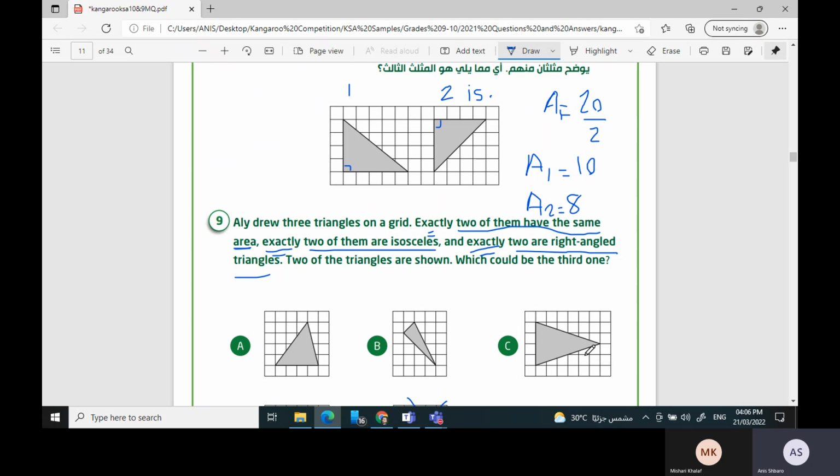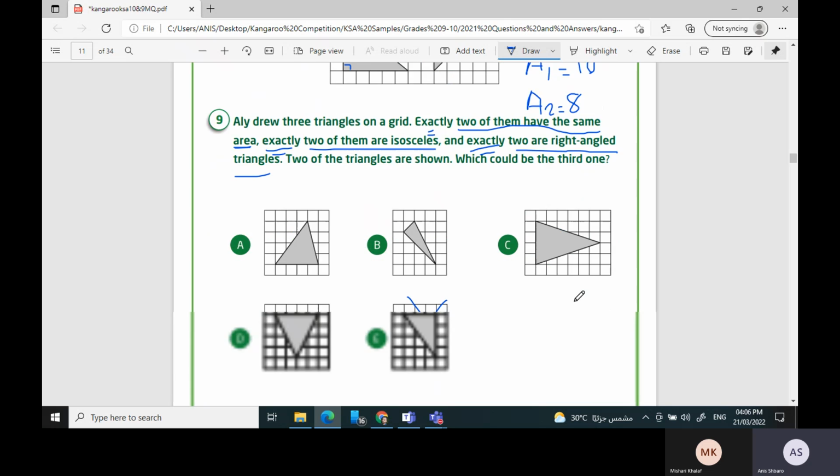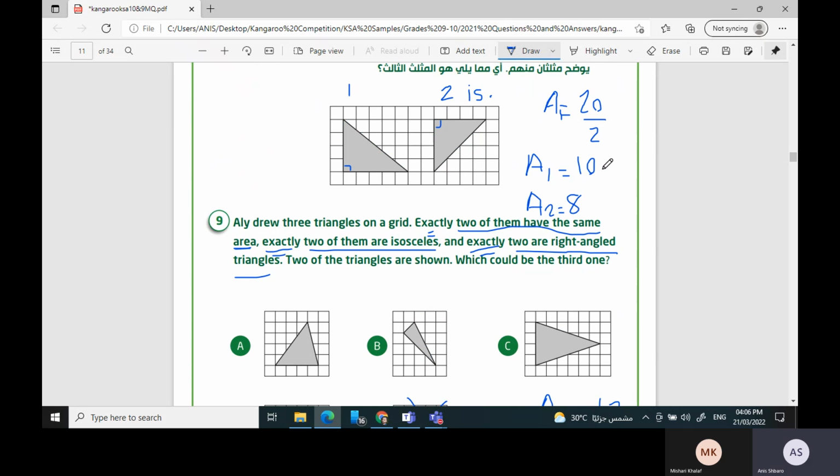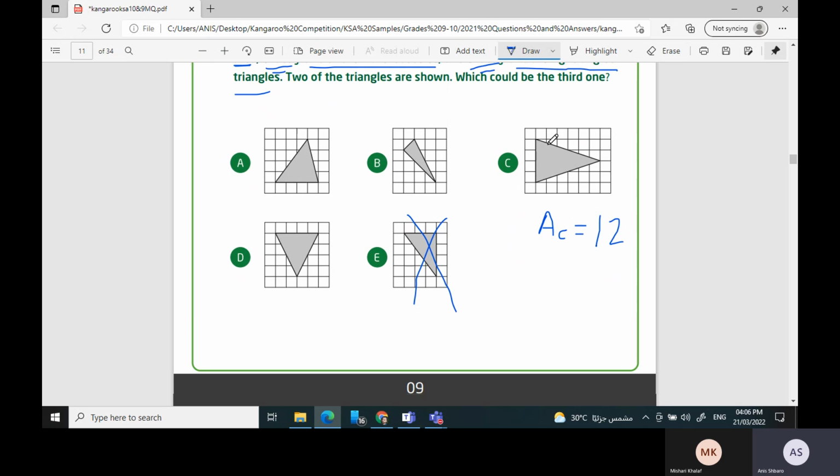Now, let's look at this one. First of all, the base multiplied by the height over 2. So let's count 1, 2, 3, 4. The base is equal to 4. The height is equal to 1, 2, 3, 4, 5, 6. So 4 times 6 over 2. Directly the area of triangle C, of choice C, is equal to 12, which is not 10 or 8. So of course we're going to remove it.